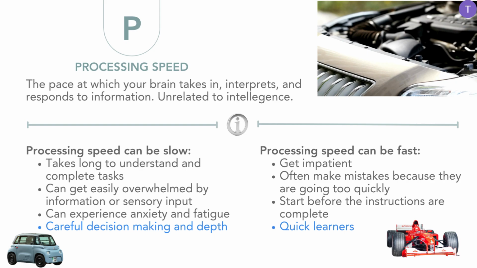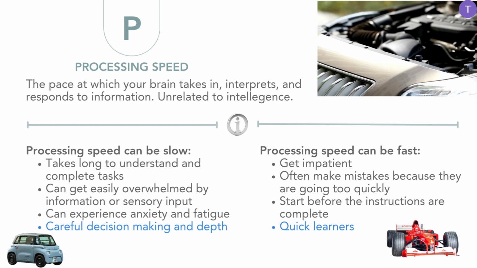So, again, there are two ways that this can present. You can have those that are slow in terms of their processing speed. For these children, it takes long for them to understand and complete tasks. They can get easily overwhelmed by information or sensory input, and they frequently experience anxiety and fatigue. So, if we think of this child as having a smaller engine, again, the child is the same. It's just the engine in their car that's moving a little bit slower. It's going to take them a lot longer to get where they need to be. But on the plus side, these kids are often careful decision makers. They think in depth as well.